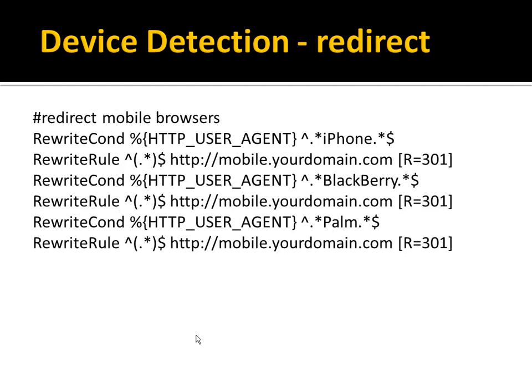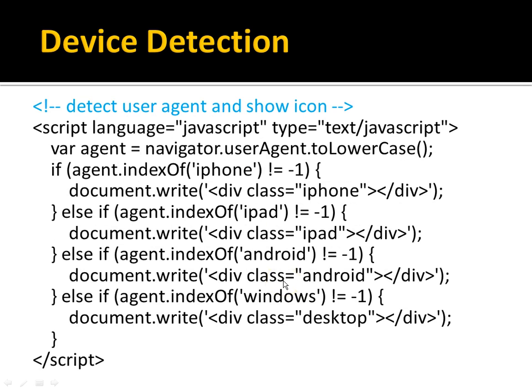Another one here is redirecting using an htaccess file, which has a rewrite rule that detects your user agent and sends you somewhere else. Here's another one that's using JavaScript, and with this one I'm detecting the user agent and just setting a class to either iPhone, iPad, Android, or desktop.